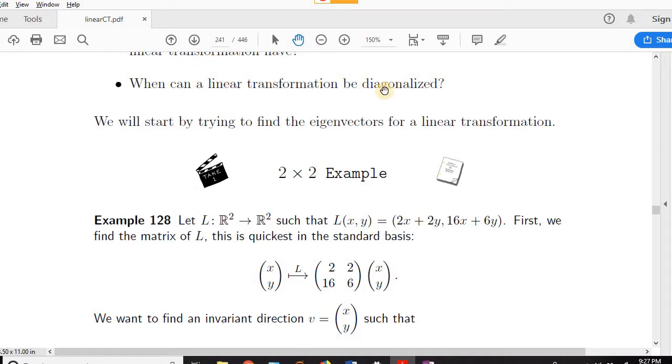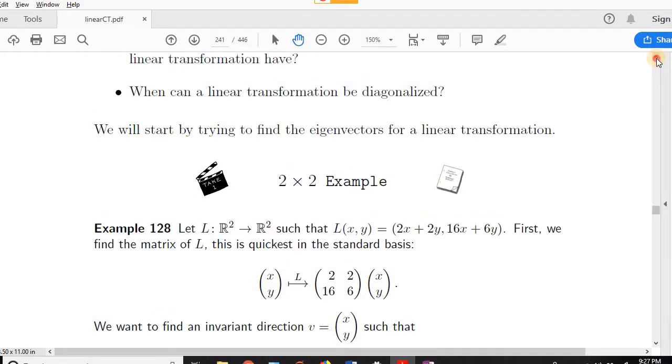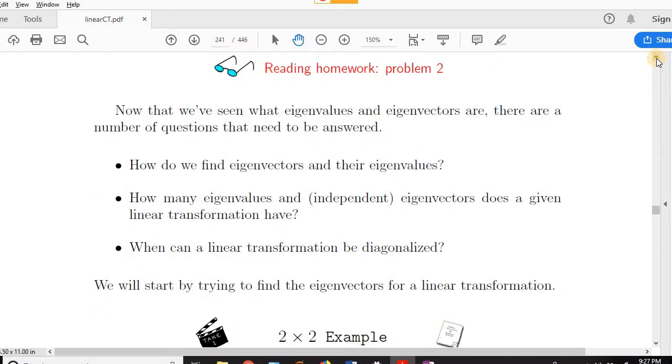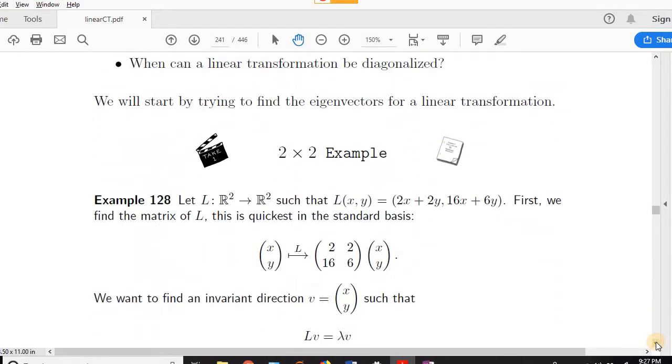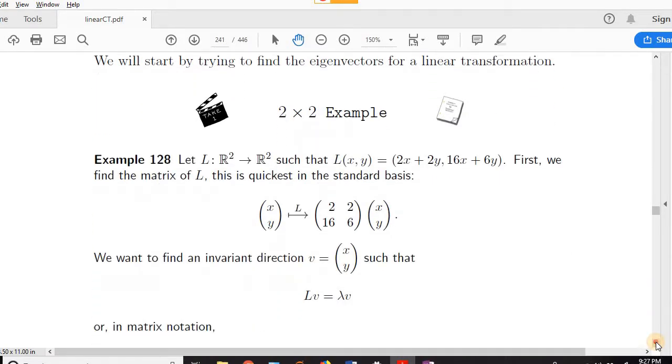Oh, here he talks about diagonalization. When can a linear transformation be diagonalized? All right, so let's look at this example and see if we can understand it. We've got this 2 by 2 matrix example.